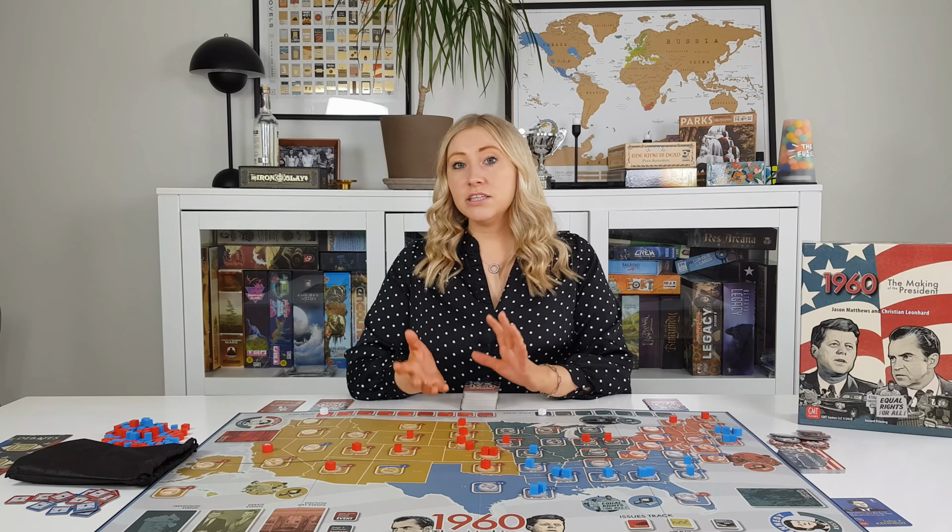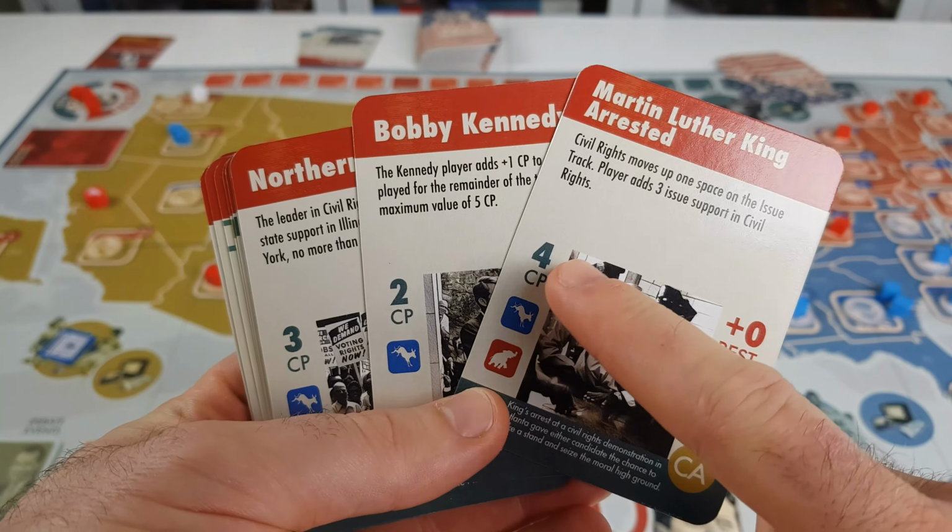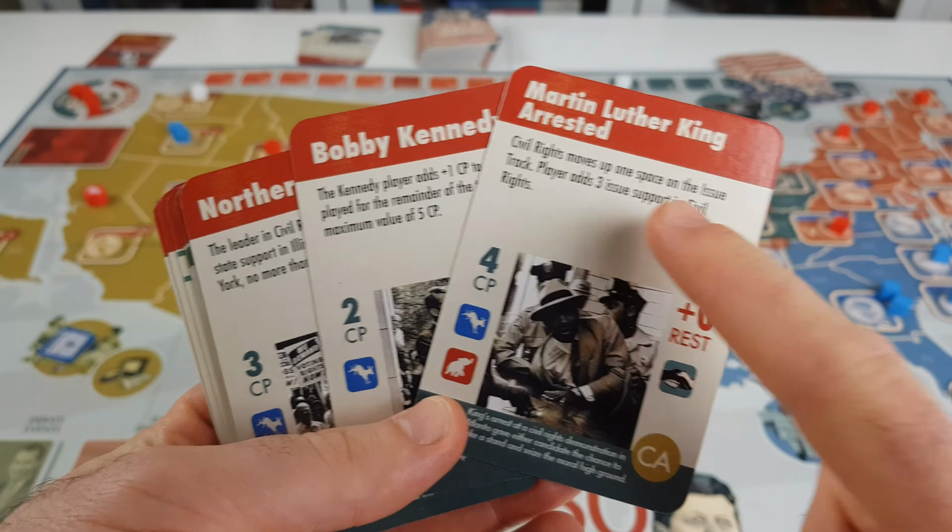The game is set in the last 2 months of the campaign trail, and each round represents a week. You'll be campaigning, take part in the presidential debate, and have a nail-biting finale on Election Day. One player plays as Nixon and the other as Kennedy. You'll alternate playing cards, either for their event if it's your card or a neutral card, or just play them for campaign points, also known as CP.